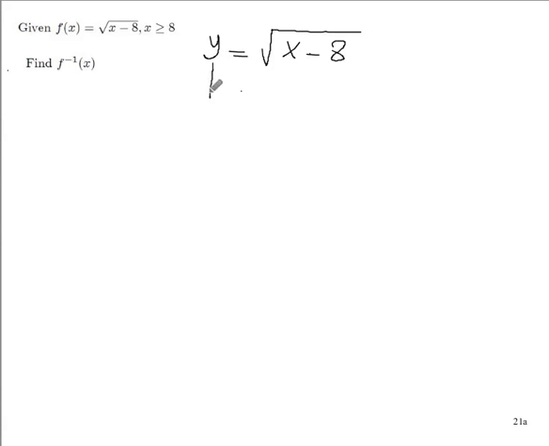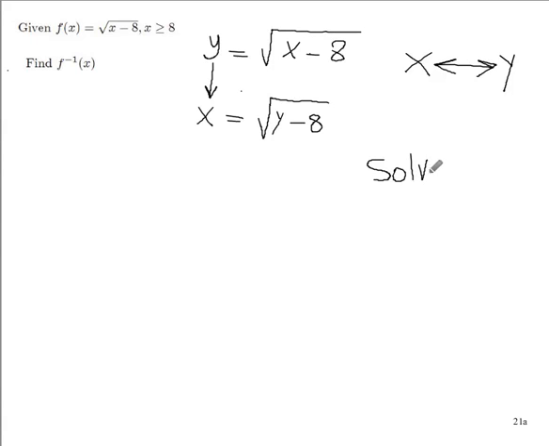Everywhere I see y, I'm going to replace that with x. Everywhere I see x, I'm going to replace it with y. So step number 1 is to exchange the position of x and y. And step number 2 is to solve for y. And that would be your inverse function.